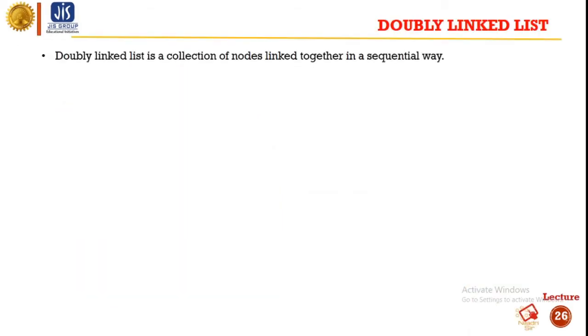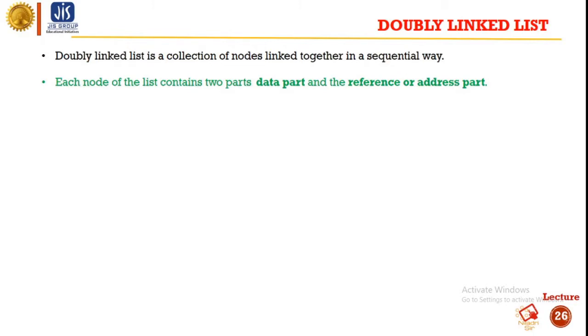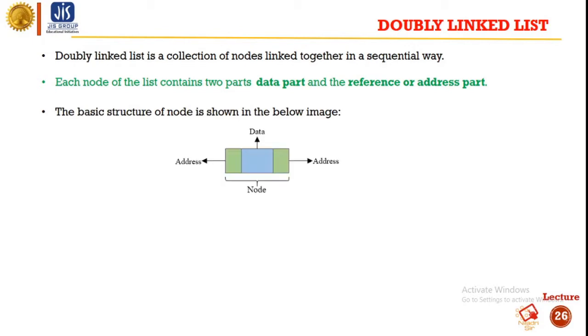So what is a doubly linked list? A doubly linked list is basically a collection of nodes linked together in a sequential way. Each node of the list contains two parts: one is the data part and another is the reference part or address part. The basic structure of a node is shown in the below image. As you can see, this is the data part, this is the address of the previous node, and this part is the address of the next node, and the complete part is called the node.